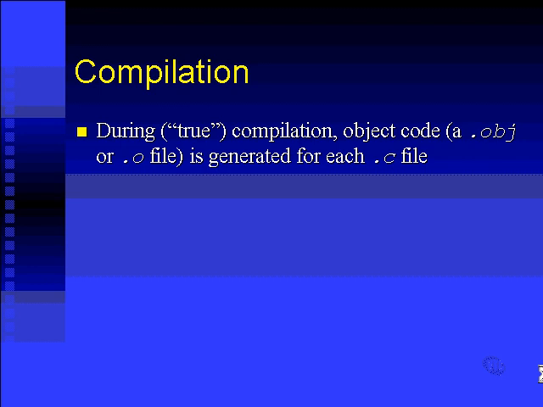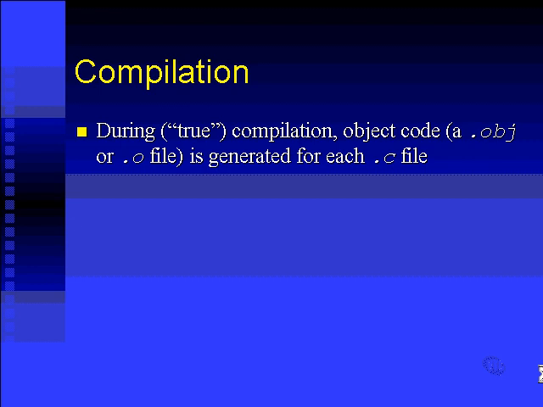Next comes the compilation phase. This is obviously the guts of it. This is the part of the process where the code that you've written is examined to see if it actually makes sense. This is the true compilation. At the end of this you will have a .obj file or a .o file, depending on what operating system you're on, for each .c file that you have.